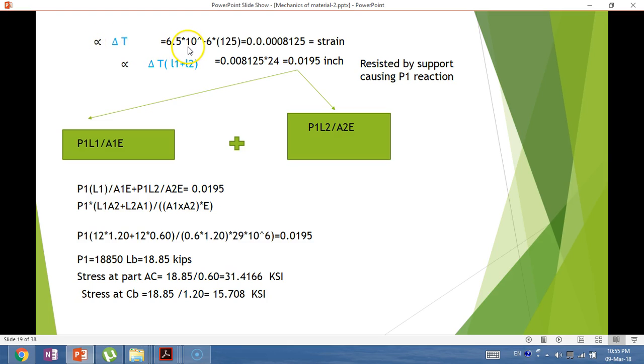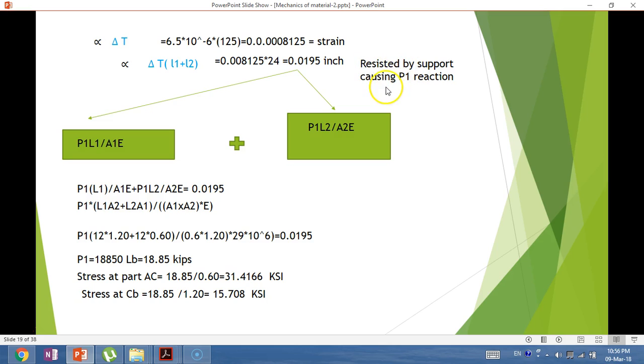The alpha is 6.5 times 10 to the power of minus 6 multiplied by the difference in temperature, which was 125, and it will be equal to 0.0008125. If we multiply it by the length of the bar, 24, we have two portions. The first portion is 12 plus 12, L1 plus L2. We'll convert it into the contraction, which will equal 0.0195 inch. This is the shortage of the length.